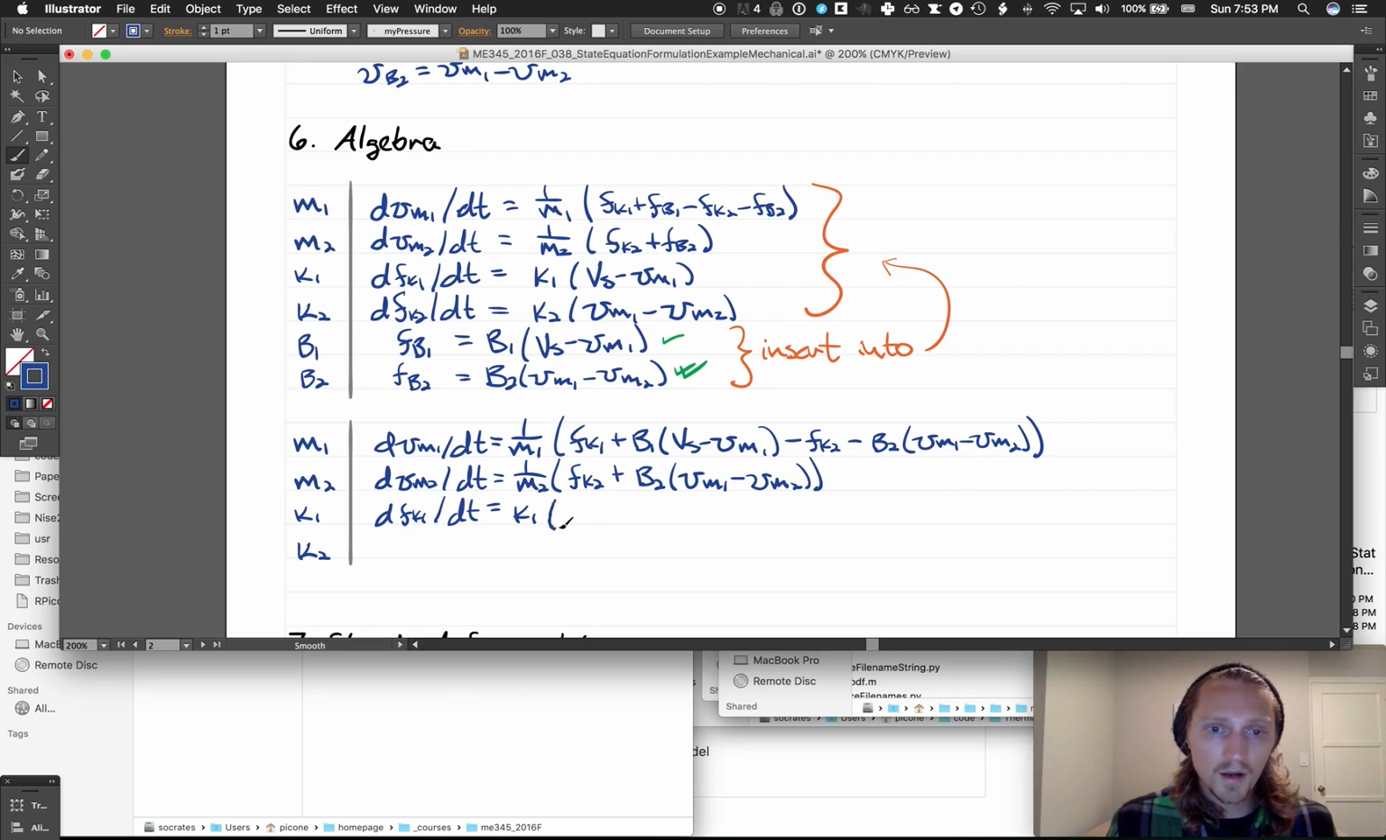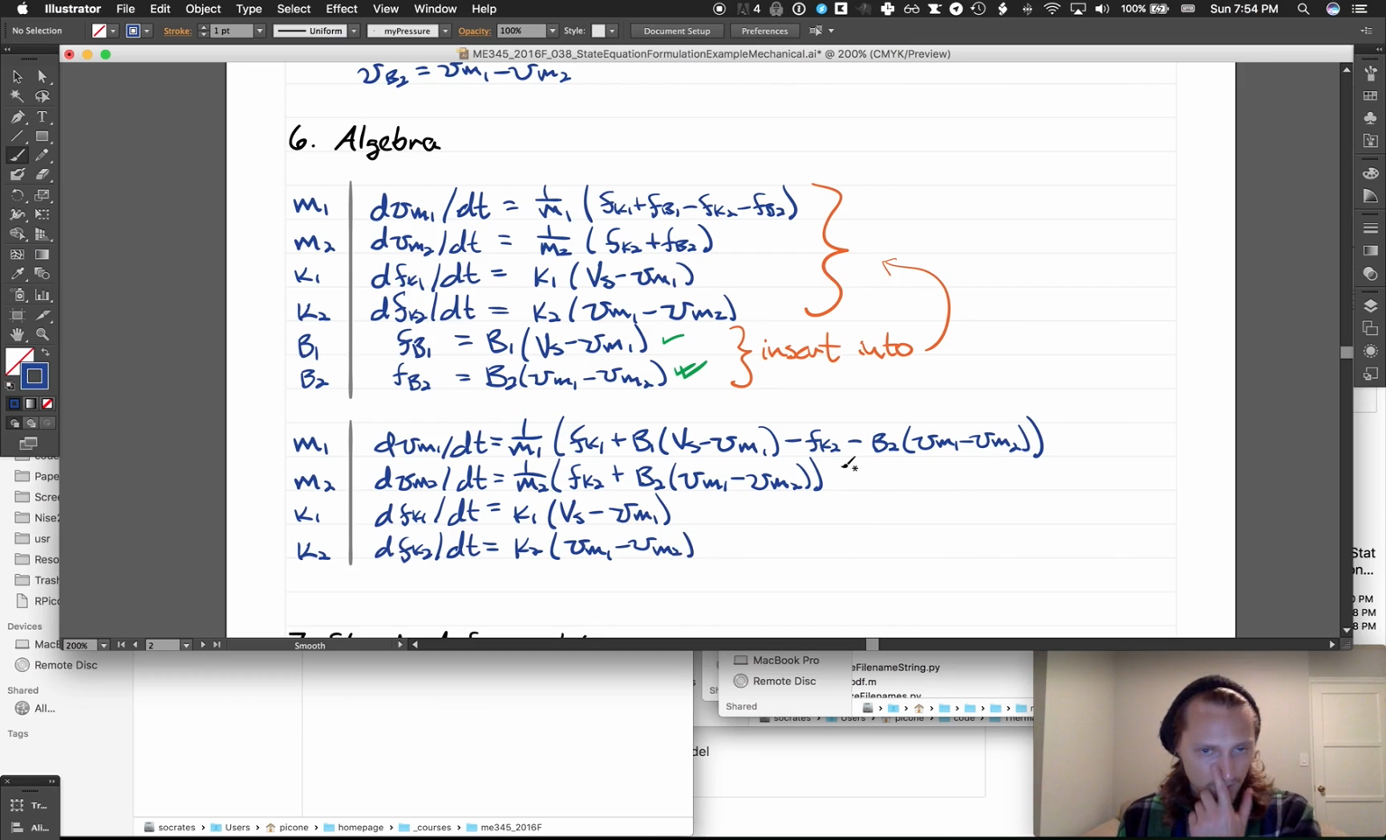Okay. Now, we have dFk1/dt, which is equal to k1 times (vs minus vm1). Now, vs is an input, more like a u. Vs minus vm1 is a state variable, so we don't have to do anything to this, we just rewrote it. And dFk2/dt is equal to k2 times (vm1 minus vm2). Well, those were already state variables, so we don't need to do anything to that one either. So we're good. We are done.